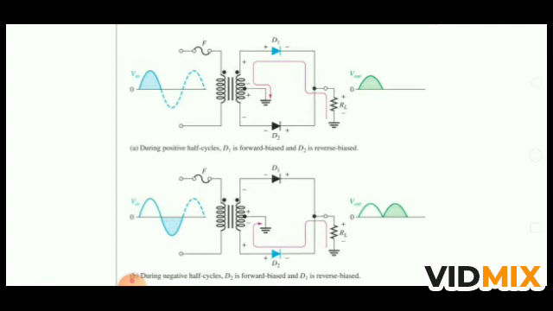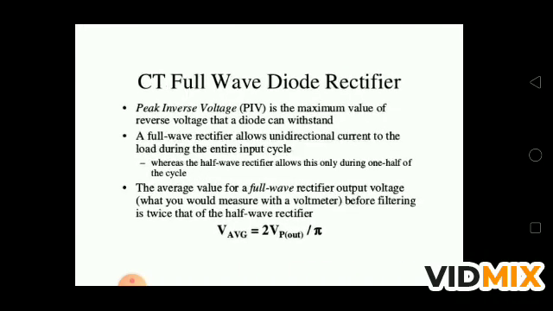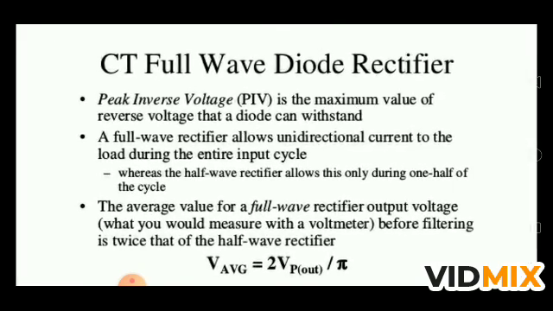Now if you see the diagram below, the next negative half, when it is going in the transformer, then D2 behaves as forward bias and D1 behaves as reverse bias. So we are again getting the next part of the wave, means this is a full complete wave, we are getting with the help of this arrangement. So this is a full wave rectification. So CT means center tap full wave diode rectifier.